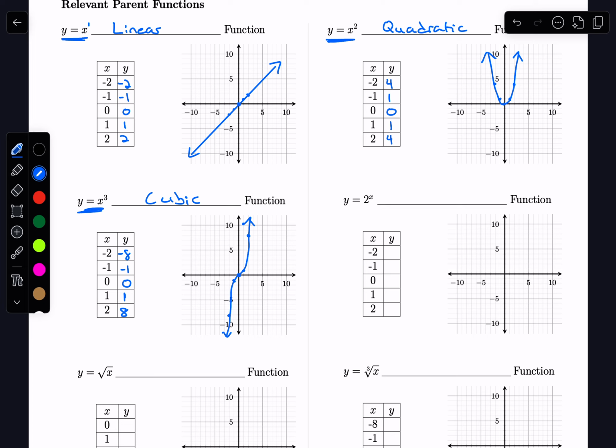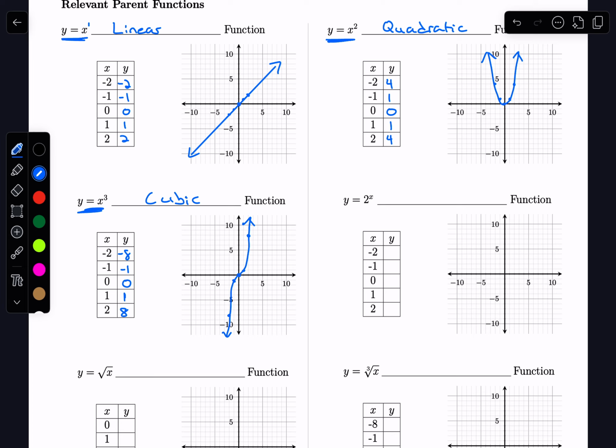You can see a lot of similarities between x to the power 1 and x to the power 3. They both go up and to the right, they both go down and to the left, but the difference is that the cubic function is curved in the middle and it's growing much, much faster than the linear function is. So that's why it appears to be going almost straight up on the right side.